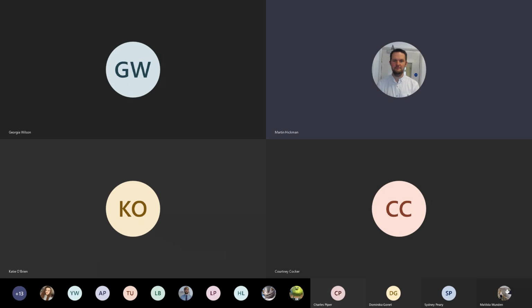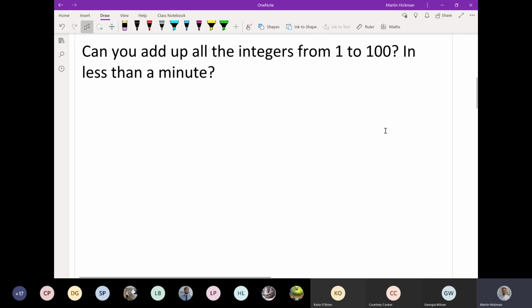So one way that we could do this, just get the tablet ready. So one way we could do this is we could think about pairing these numbers together. Okay, so I could pair 1 and 100 together.